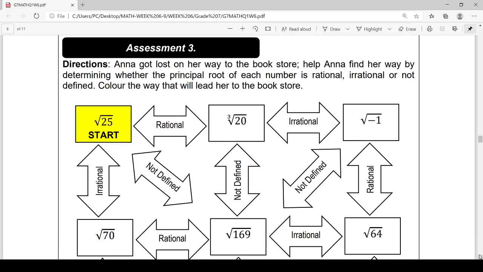For assessment 3, Anna got lost on her way to the bookstore. Help Anna find her way by determining whether the principal root of each number is rational, irrational, or not defined. So just color the way that will lead her to the bookstore. You just put if it is rational or irrational. Okay, you just color it.